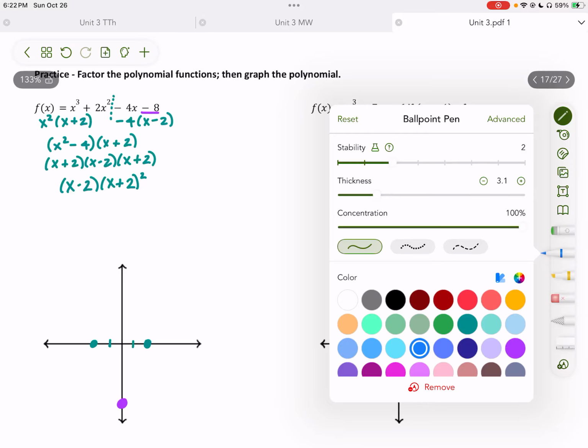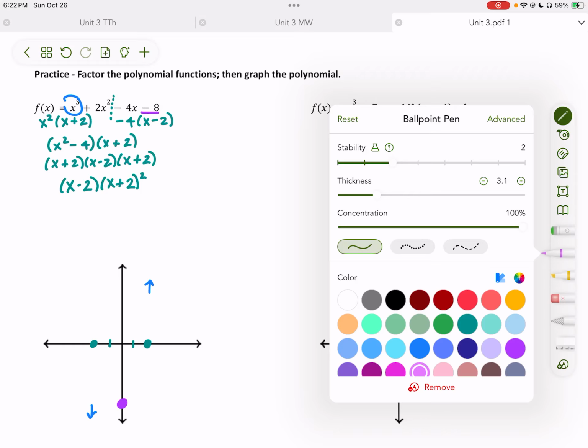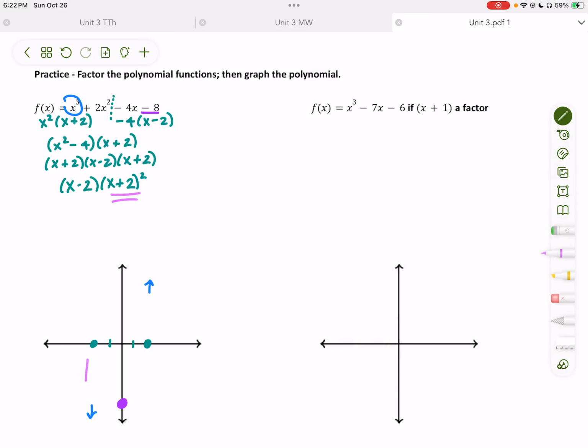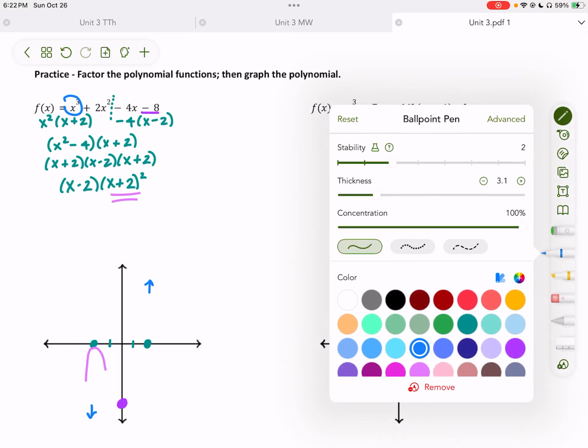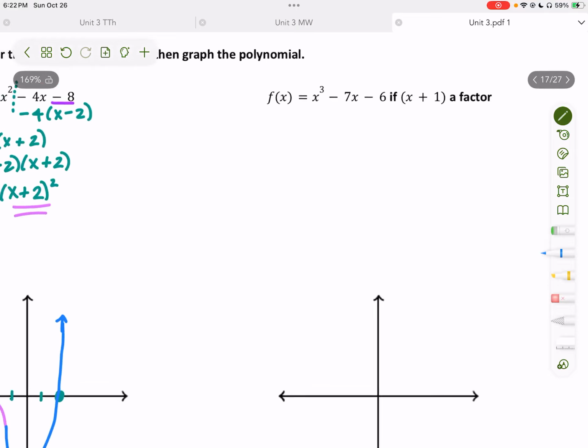This is a positive power of 3. So I know my end behavior is going to have that sort of shape. And then at -2, I have a multiplicity, which means I'm going to bounce and go back down. And based on the arrows, I can tell that that's the direction we're going to go. And then there we go. It's not a very pretty curve, but you get the idea. Let's do the next one.